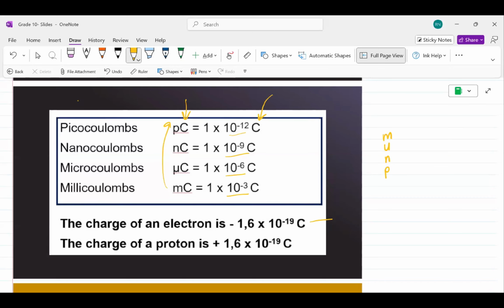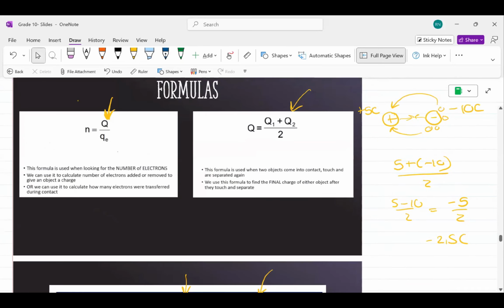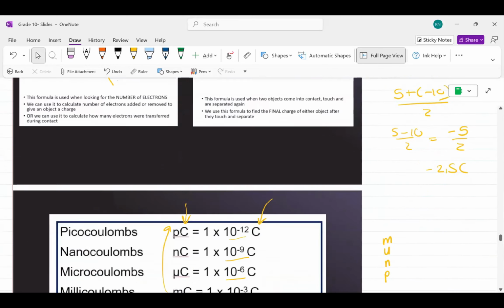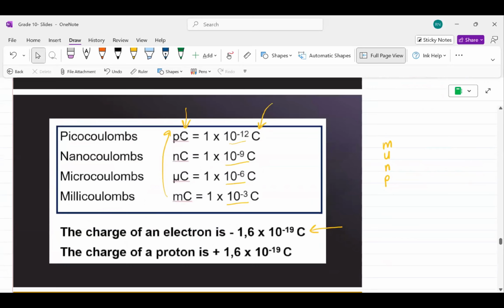Okay, we have the charge of an electron, which is our Q. Sorry, here Q is our charge, and n is our number of electrons. Yes, and then the charge of the electron is that.